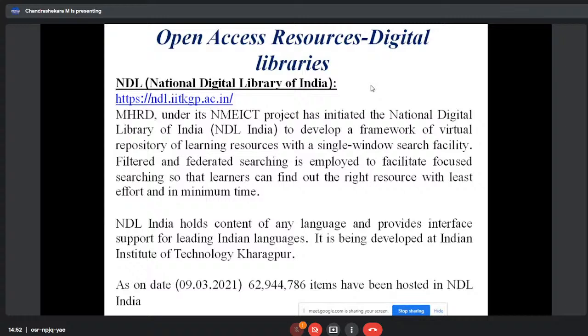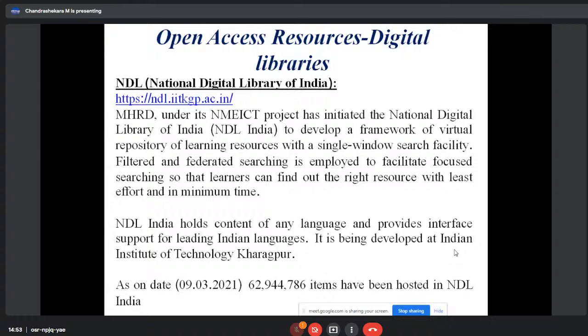MHRD, under its mission on education and the technology sensing project. Okay, this is the National Digital Library of India. They have a virtual repository of learning resources with a single window search facility. Filter and federated search is employed. NDL holds content in any language, and provides interface support for leading Indian languages. It is being developed at IIT Kharagpur.